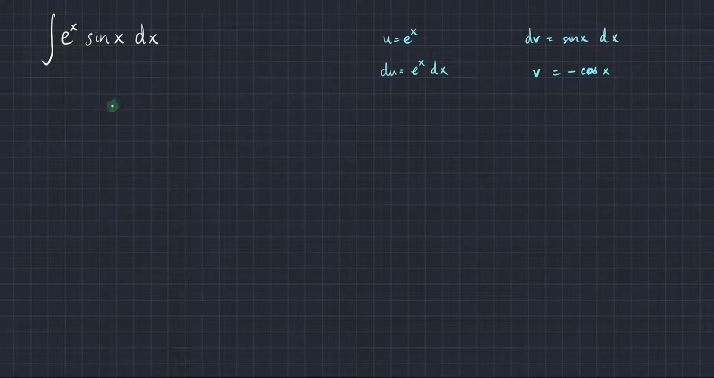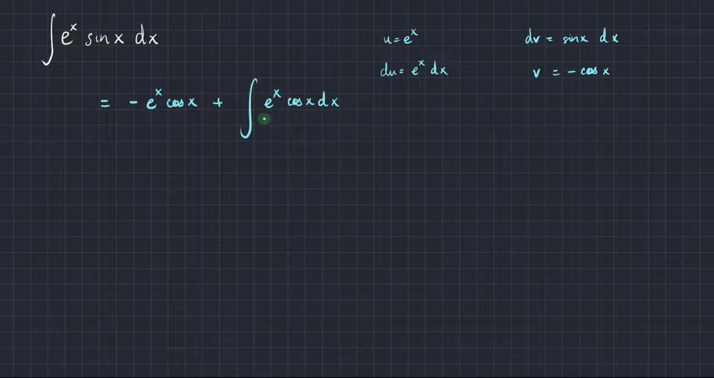Applying the formula for integration by parts, we get u times v, which is negative e to the x cosine x, minus v times du. So this becomes plus integral of e to the x cosine x dx. Now you may say that we just converted an integral of e to the x sine x dx to integral of e to the x cosine x dx. How does that help us?